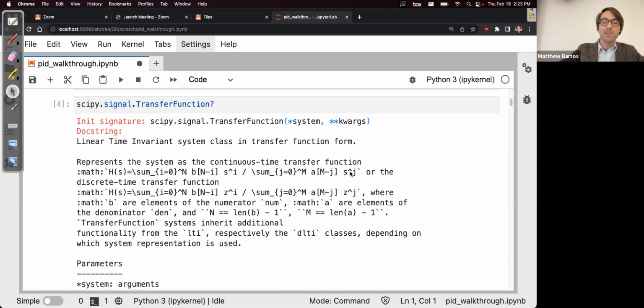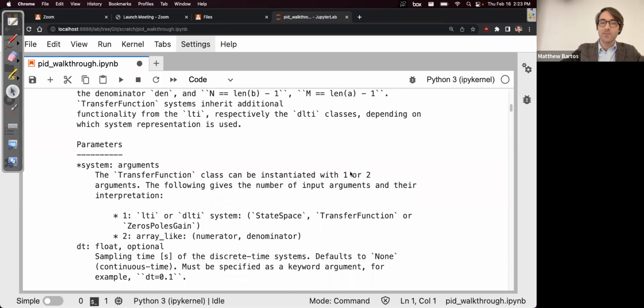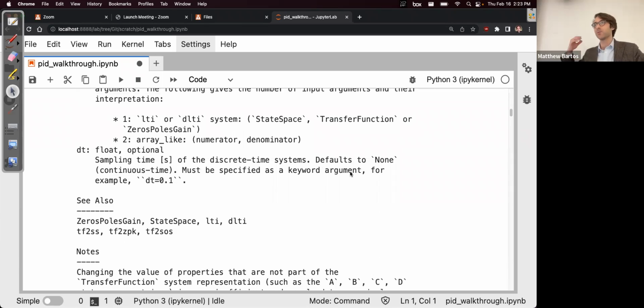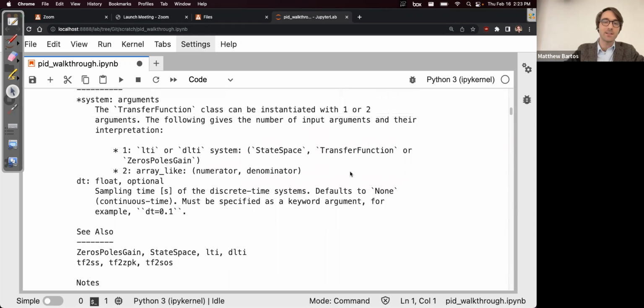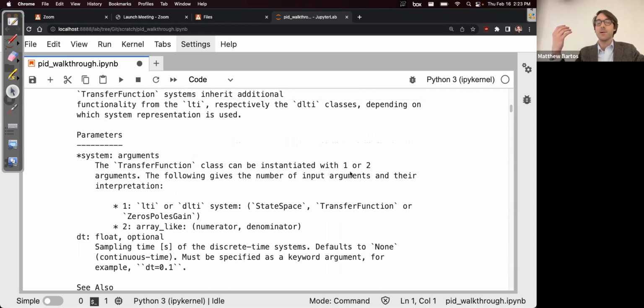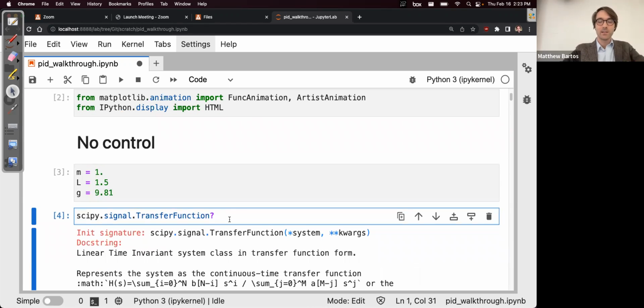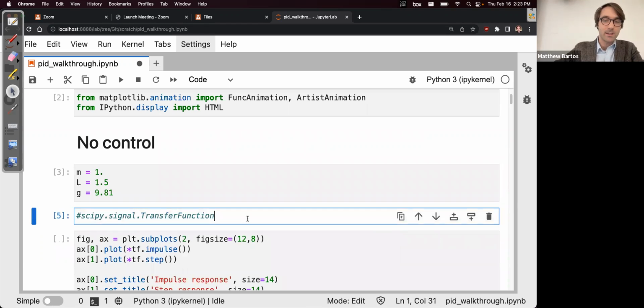And what we're going to do is feed this function the coefficients for our numerator and denominator. This function takes as its arguments a set of lists. The first list will be the coefficients on the numerator, and the second list will be the coefficients on the denominator of our transfer function. So let's go ahead and do that.